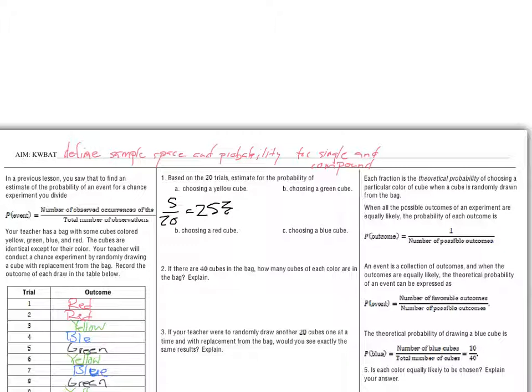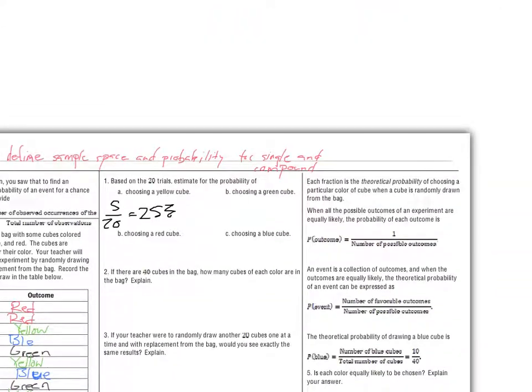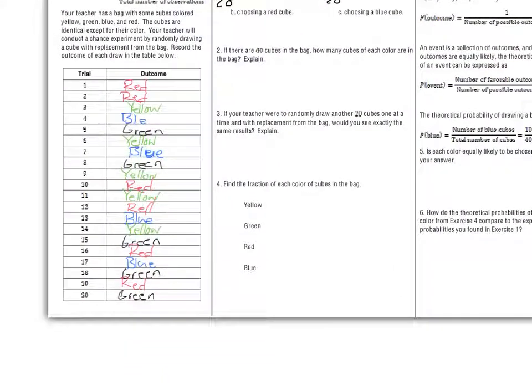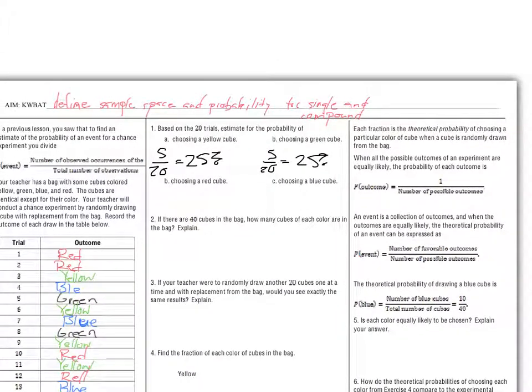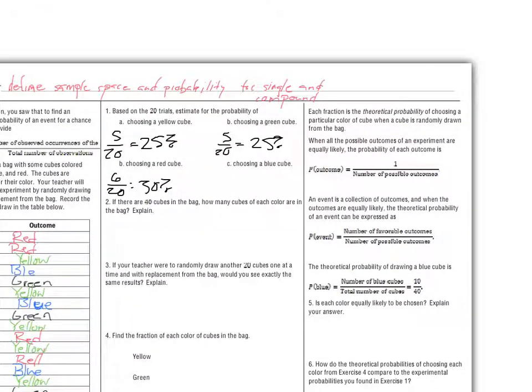Looking at this, the estimate for the probability of the green, as I look through, I chose a green 1, 2, 3, 4, 5 times. So once again, this is 5 out of 20, which is 25%. Choosing a red cube, I got 6 out of 20, which is 30%. And for the blue, hopefully that should remain 4 out of 20, or 20%.